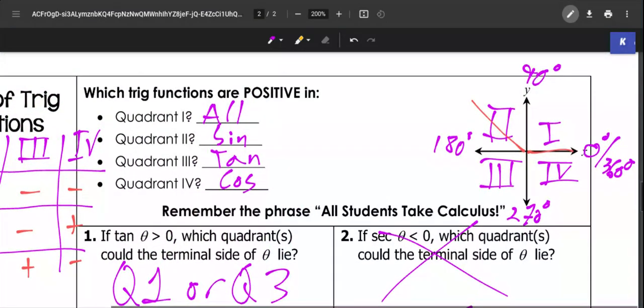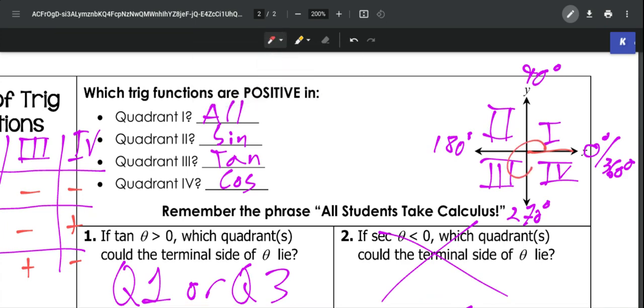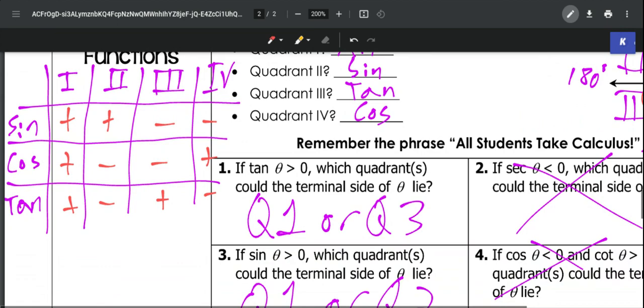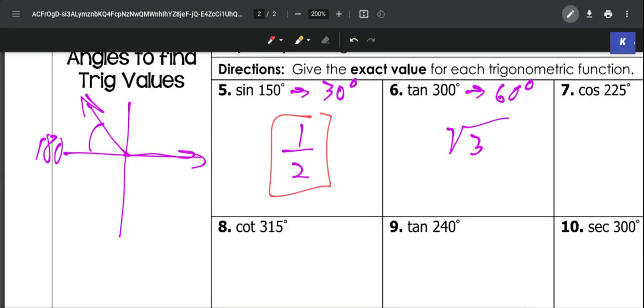So 300 degrees would be in quadrant 4. So it would be somewhere like this. Let me get red. All right, so it would start here and go all the way around and be right there. So that's in quadrant 4. So we need to determine is tangent in quadrant 4 positive or negative? And here it would be negative. So this needs to be a negative radical 3, and that's our answer.